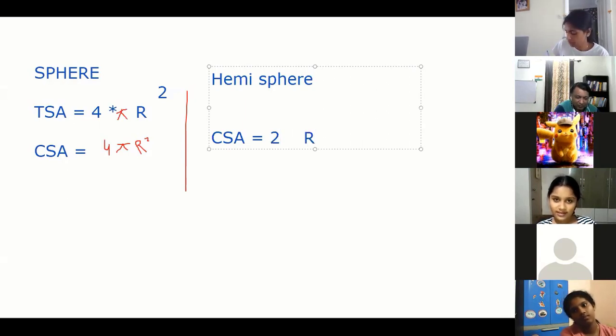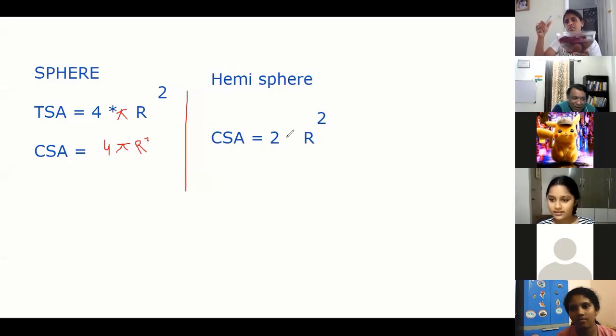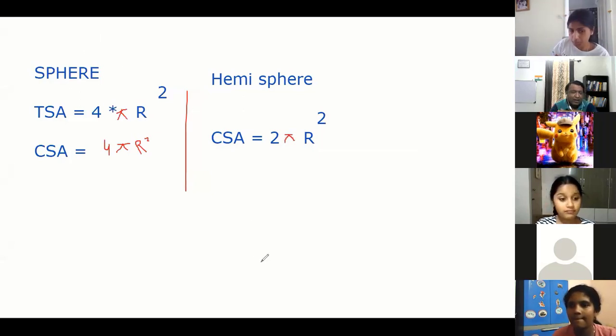Sir, what is a hemisphere? Half of the sphere. Can anybody show any object? See, Shweta, guys, it's like half. You can see just a half. But be very sure of one thing: half, but the other side is covered, the flat surface is there, okay? The CSA is 2 pi r square.